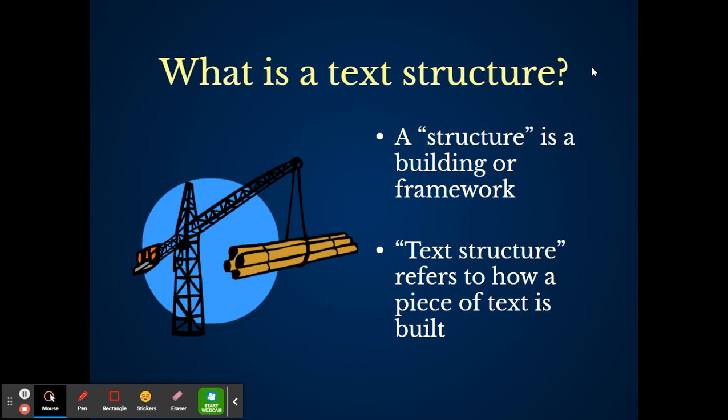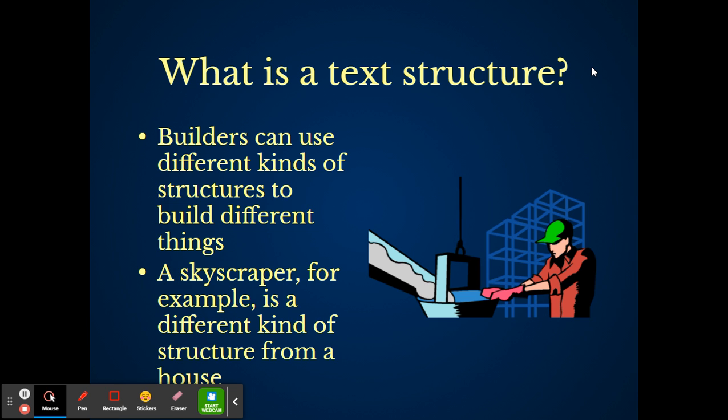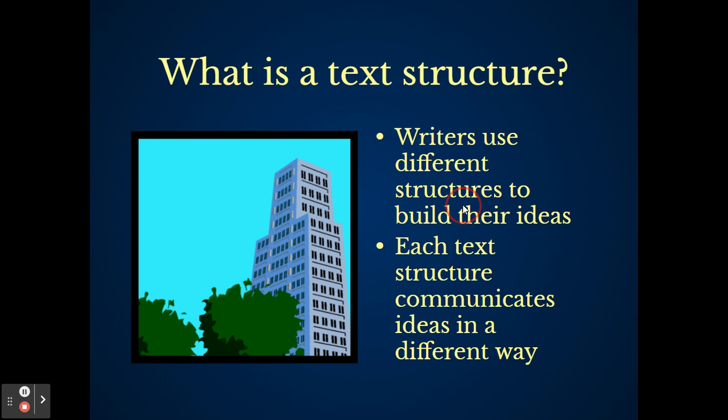So structure, when you think of structure, think about like the building or the framework. It refers to how a piece of text is built. Builders can use different kinds of structures to build different things. A skyscraper, for example, is a different kind of structure from a house. So, just like with writing, writers use different types of structures to build their ideas. So each text structure communicates ideas in a different way.